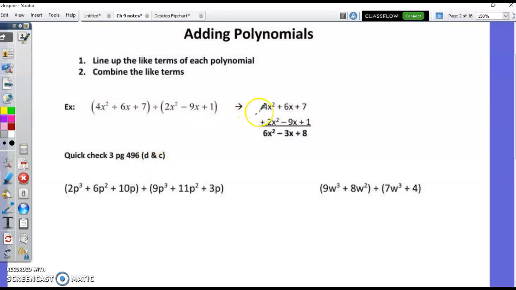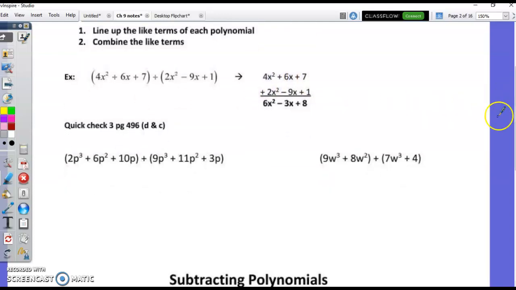Like terms have the same variables to the same exponent. And once they are lined up, all we have to do is add and combine them together. I'm going to line them up in standard form, which means the highest exponent first, all the way down to our constant, which is our number without anything. So if I look at this, I'm going to break these down. I'm going to just space out these first ones.